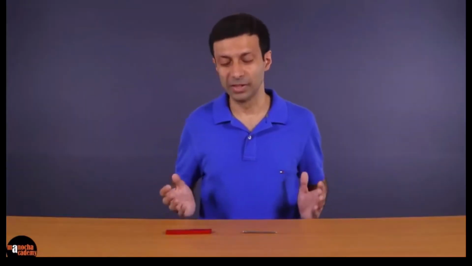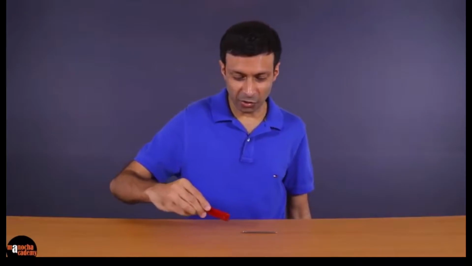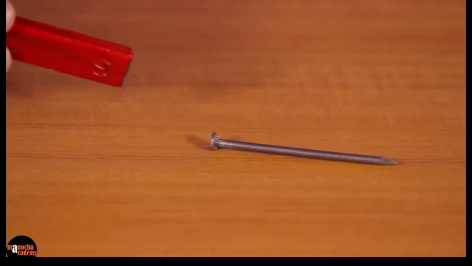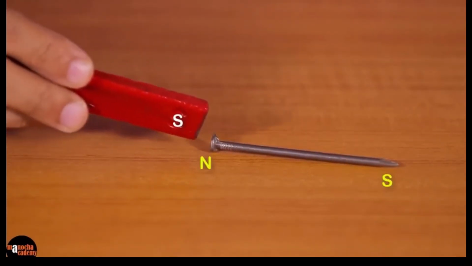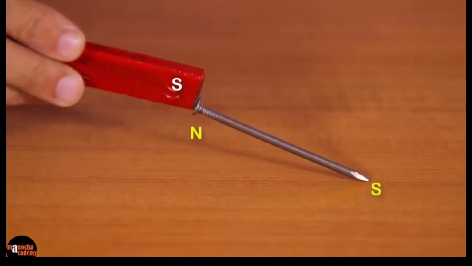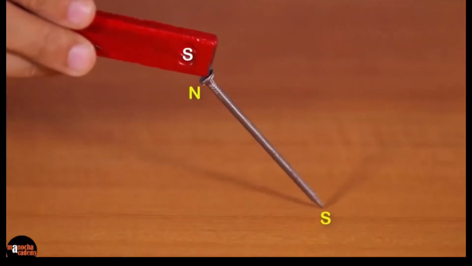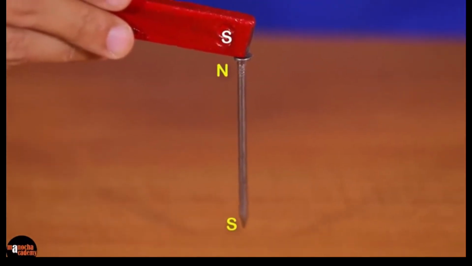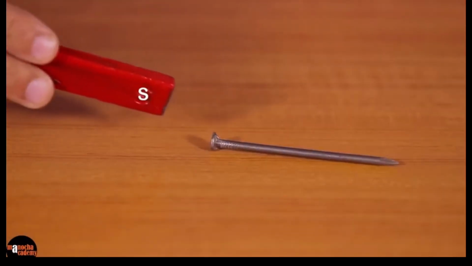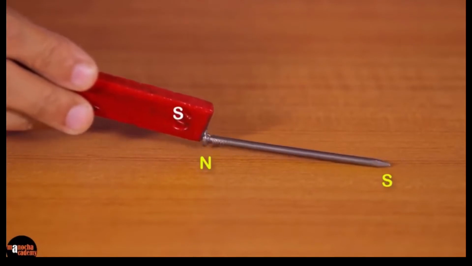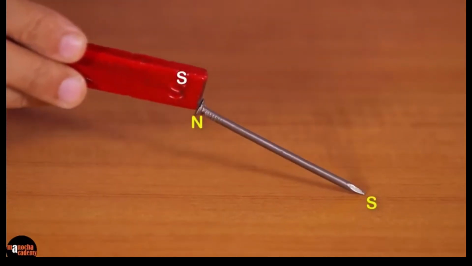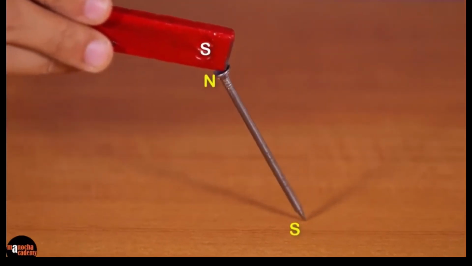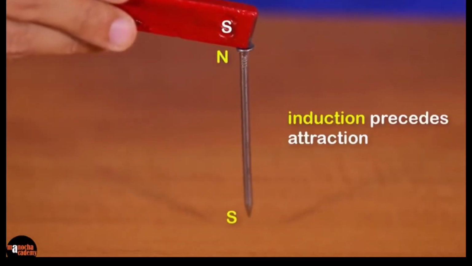Do you know what happens when this magnet attracts the iron nail? The magnet first induces opposite poles on the iron nail. So the South Pole of the magnet attracts the North Pole on the iron nail. That's how magnets attract objects, by inducing opposite polarity on the object. And so we say induction precedes attraction.